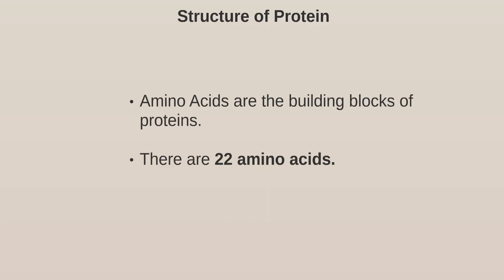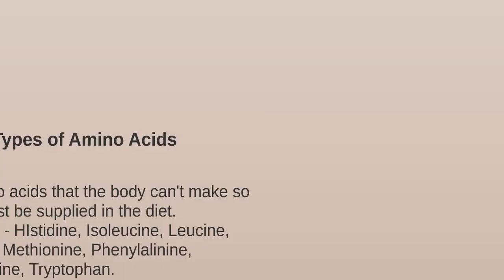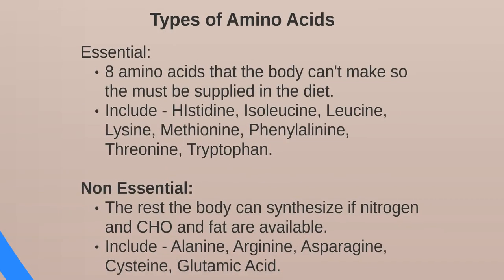So protein, as we said, is made up of amino acids. They are the building blocks of all proteins in the body. There are 22 recognized amino acids, and they can be split into either essential or non-essential. What differentiates those two is that essential amino acids can't be made by the body, so we need to supply them in our diet regularly.